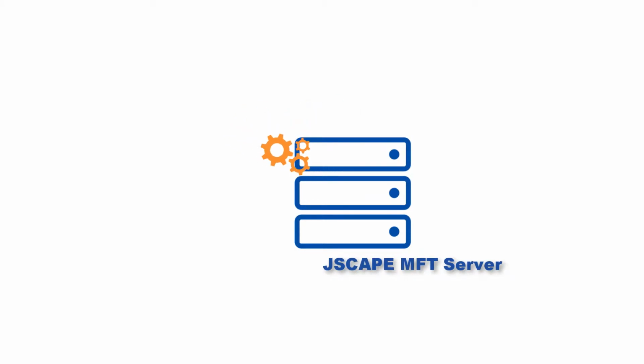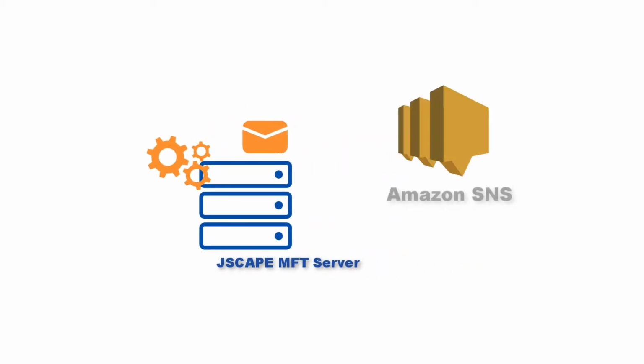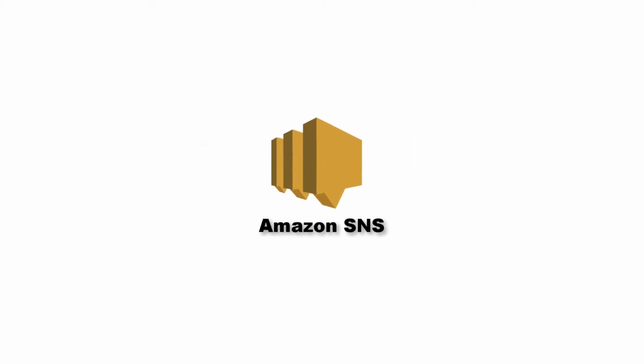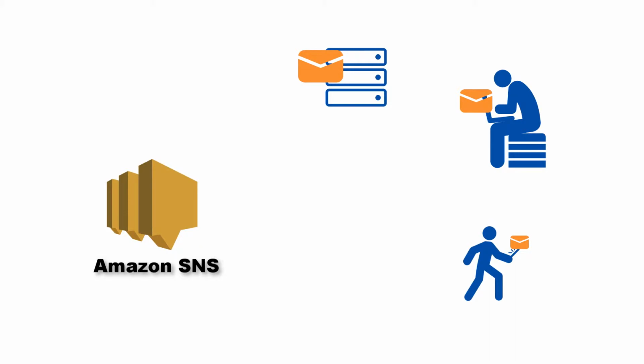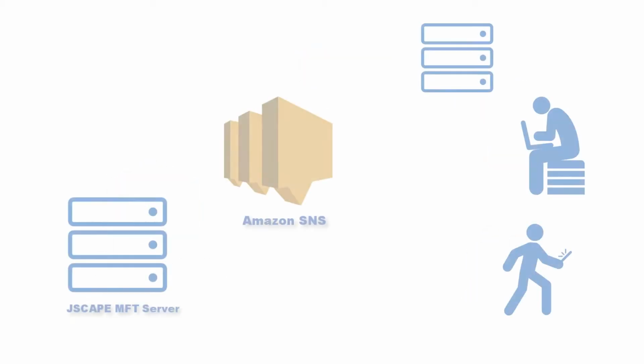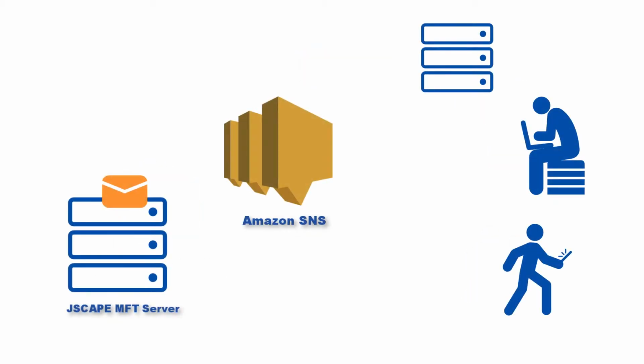In a previous video, we taught you how to send MFT server messages to Amazon SNS. When MFT server sends messages that way, the messages are pushed out to receiving applications, which Amazon calls subscribers, as the messages are published. In other words, not counting latency, the messages are basically received by subscribers almost right after they are sent out by MFT server.